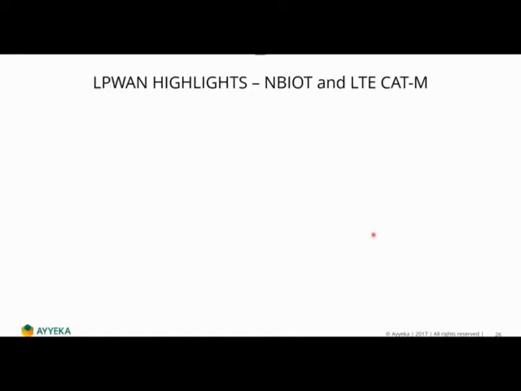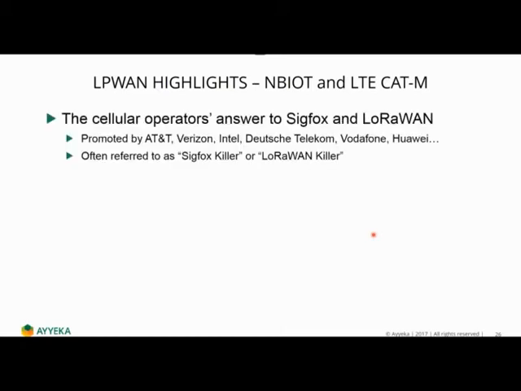The last technologies in the LP1 section are NB-IoT and LTE Cat-M, and this is a bit confusing. They're both part of the LTE family, so to speak. These are new standards, and this is the cellular operators' answer to Sigfox and LoRa.